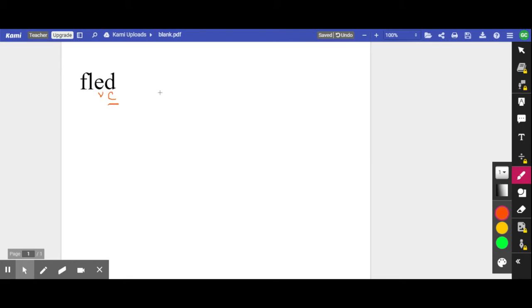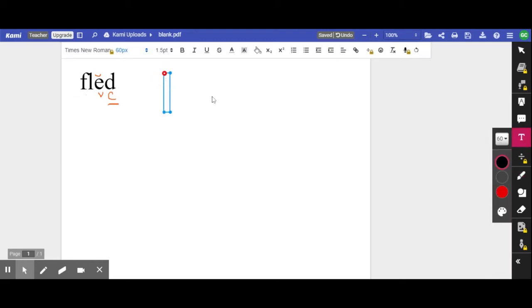What do we know about the vowel in a closed syllable? The vowel in a closed syllable is short, so we code it with a breve. This little scoop just reminds us that that's the short sound of that letter, because E can say E or E can say eh, and being the short sound, we know it says eh. So now we know all the sounds to this word and we can read it. F, l, e, d, fled. Let's look at another example.